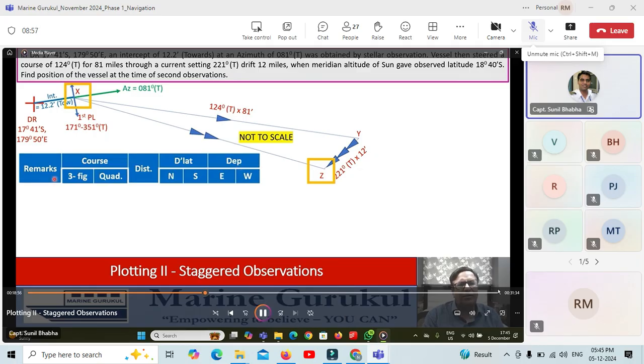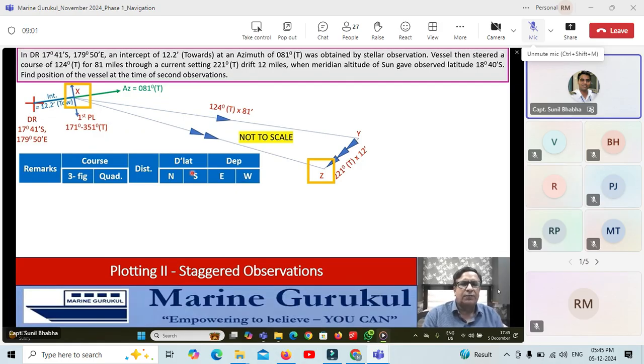Table we are all very familiar with in the day's work. In the remarks, the first would be this intercept leg. Why are we using this intercept here? Though this is before reaching the PL, we know the coordinates of the DR. So we have DR to ITP, the course will be 081 degrees, which is north 81 east, distance will be 12.2 miles. We'll have northerly DLAT, easterly departure, which you are all familiar with.